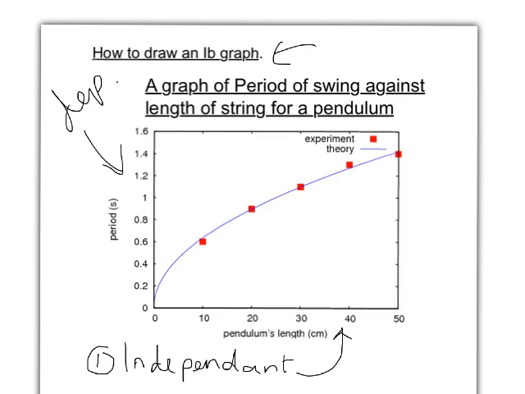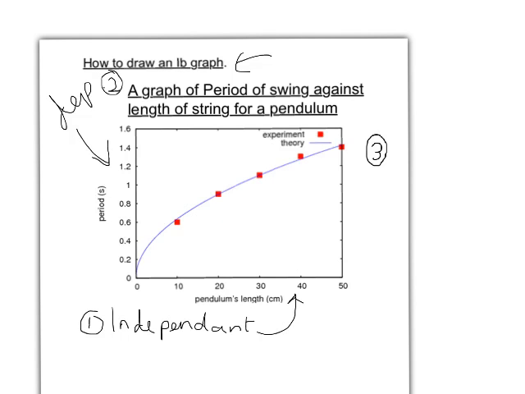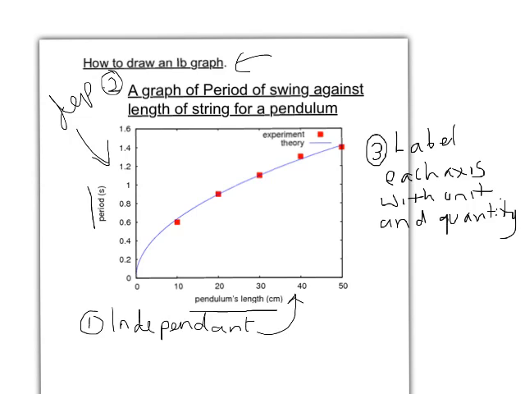Try and use as much detail as possible stating what's on each axis. So here we have a graph of period of swing against length of string for a pendulum. Number 3, always use the correct units and quantities on each axis. It seems fairly obvious, but it's actually one of the most common mistakes.